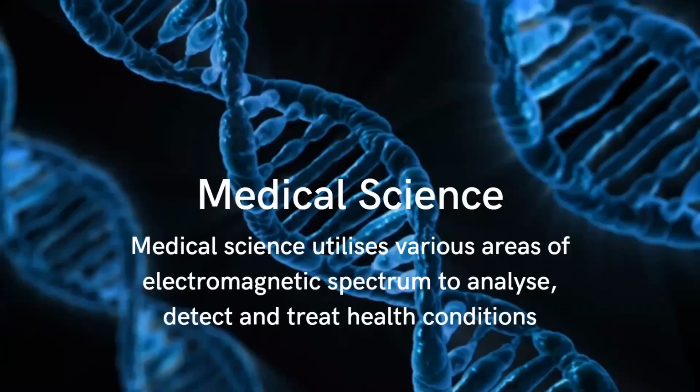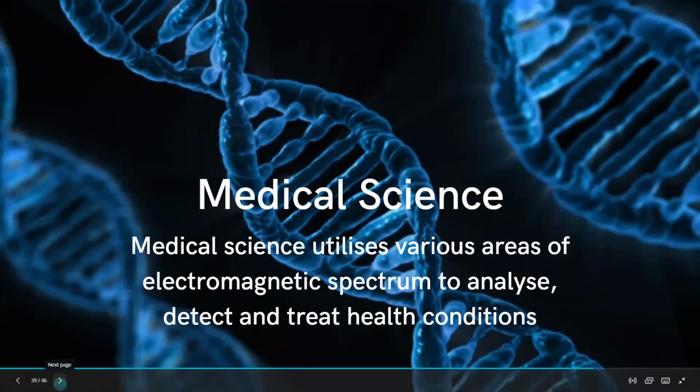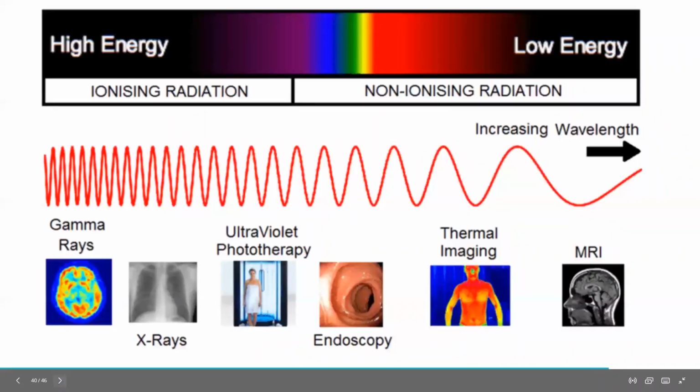Now I think we'll move on to the most important part, that is medical science. Even though we have seen areas like 5G and holographic processing, most of them have applications in medical science itself. Medical science utilizes various areas of the electromagnetic spectrum. We use these to analyze, detect, or treat the health conditions of different patients.